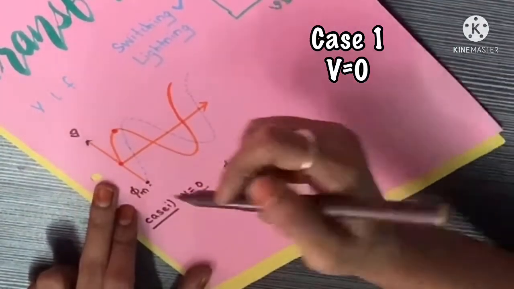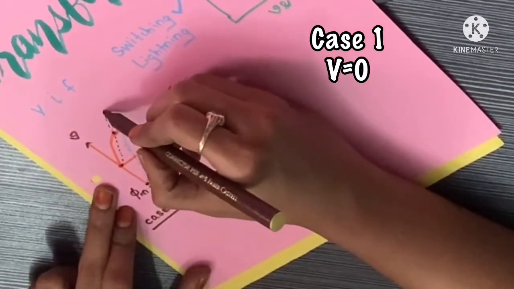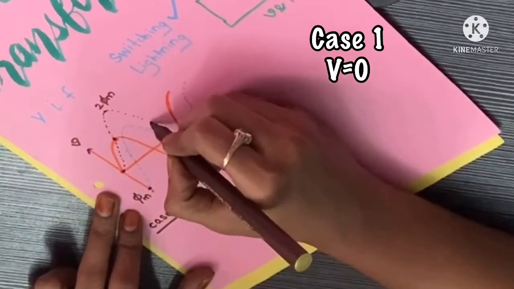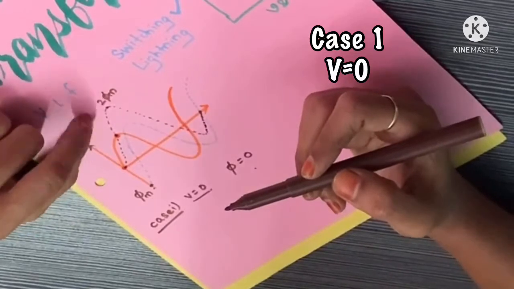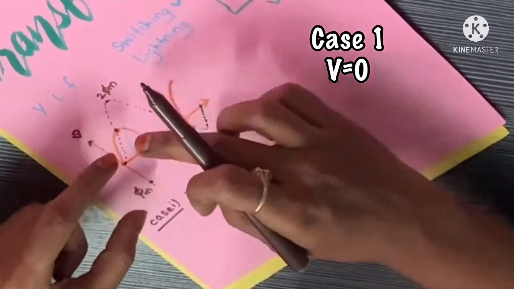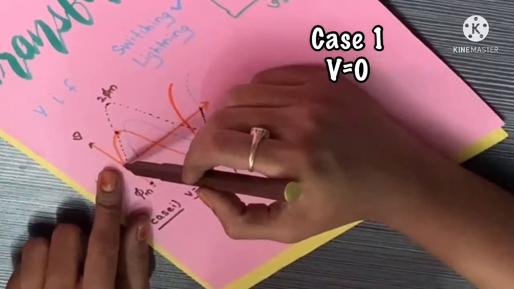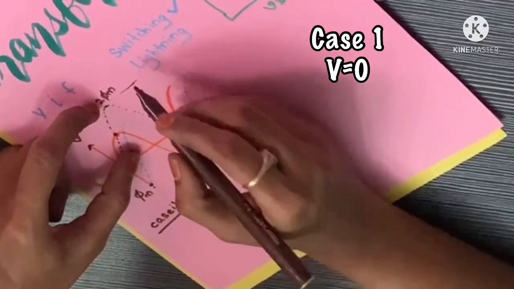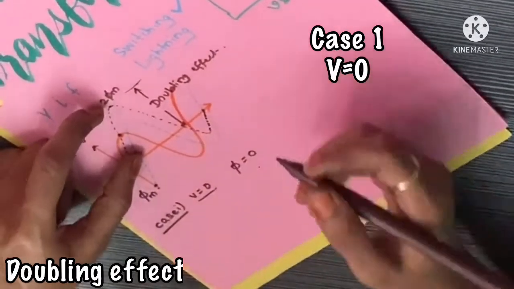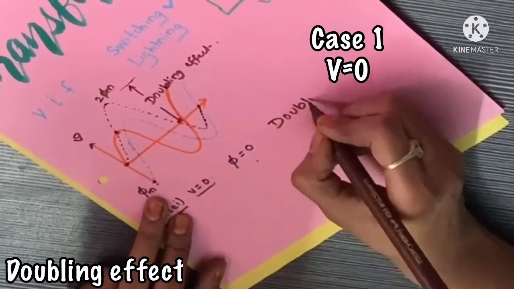Now this waveform, the phi starts in this way. It starts from 0 and it attains phi m, and it goes to a value of 2 phi m, and then starts decreasing like this. It appears as if the flux waveform is shifted upwards by a value of phi m. This is called the doubling effect. So if the switch is closed at V is equal to 0, then we can observe the doubling effect.